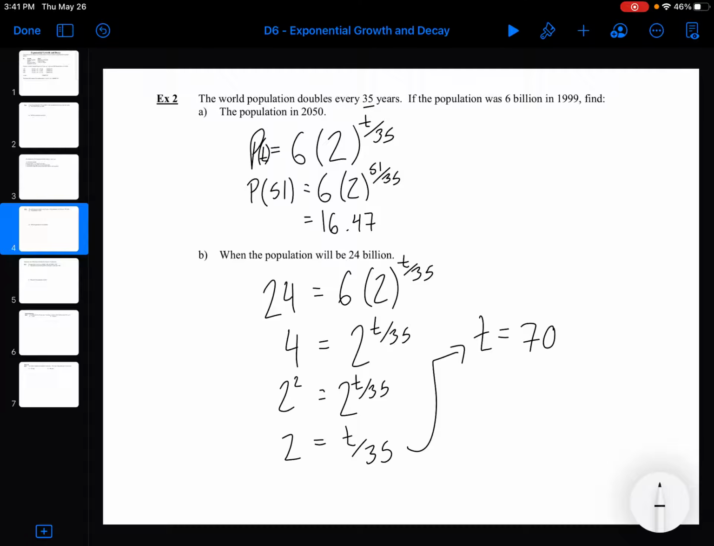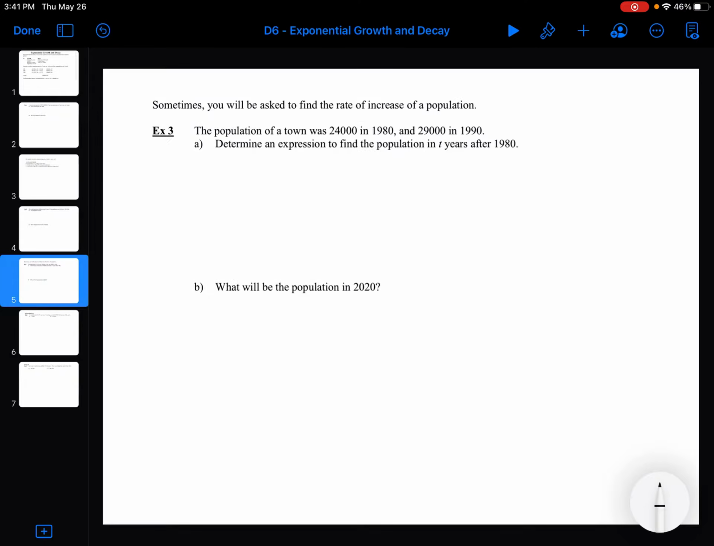Okay, you could use logarithms. You're going to get the answer. You just got to make sure that you're careful with it. This one's nice and easy because 2 to the 2 is easily 4. So therefore 70 years, and up here, therefore 16.47 billion.